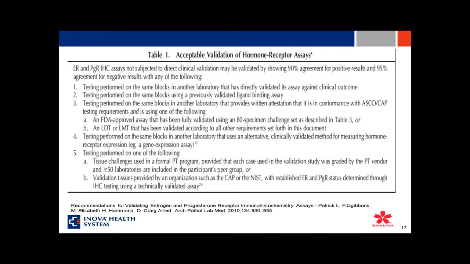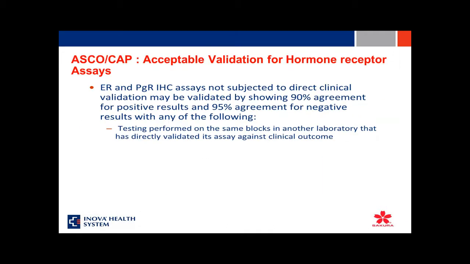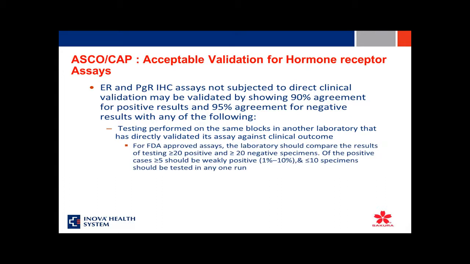They talk about the different methods that you can use for validating your hormone receptor assays. I think the most common one is testing performed in the same blocks in a different laboratory that has validated its assay against clinical outcomes. So your reference laboratory can be another laboratory that has validated its assay against clinical outcome. And the take-home message here is you have to establish 90% agreement in the positive category and 95% agreement for the negative category. That is 90% sensitivity and 95%.